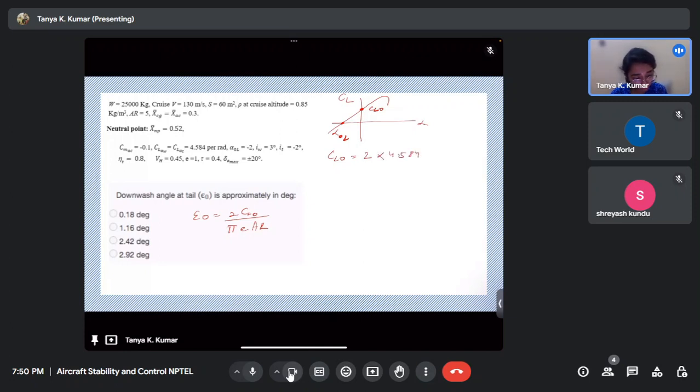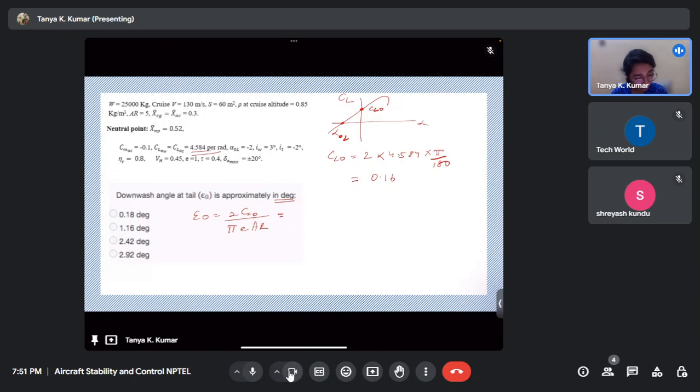4.584 is in per radians. You just convert it and then you get pi by 180. What do you get? You get 0.16. They've asked you in degrees, that's why I have done this. The answer is required to be in degrees, that's why I have multiplied the pi by 180.